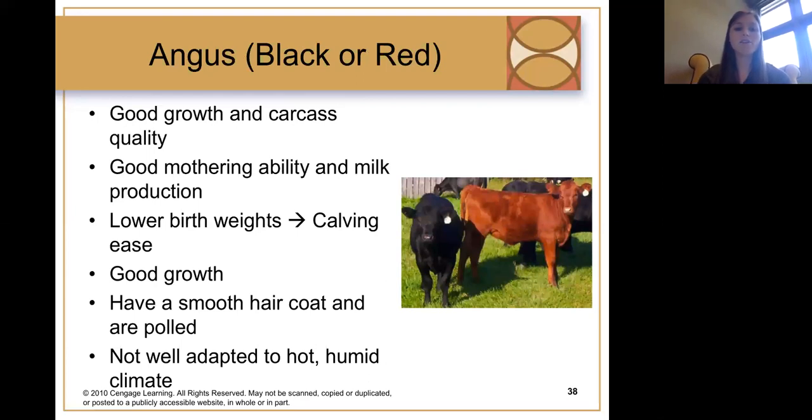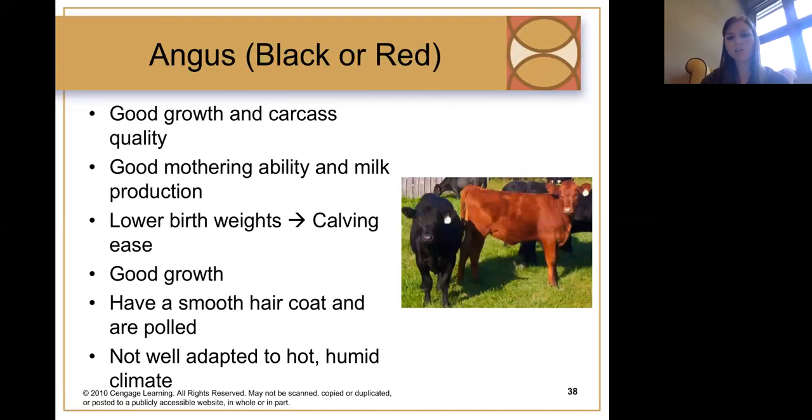So Angus are known for good growth and good carcass quality, which is another reason why they're so popular. They also have good mothering ability and milk production. Mothering ability means they're not going to have their calf and then not really pay attention to it. Some breeds are better than others at really seeing and protecting their calves. So that's where the mothering ability comes in. And then they also have good milk production.